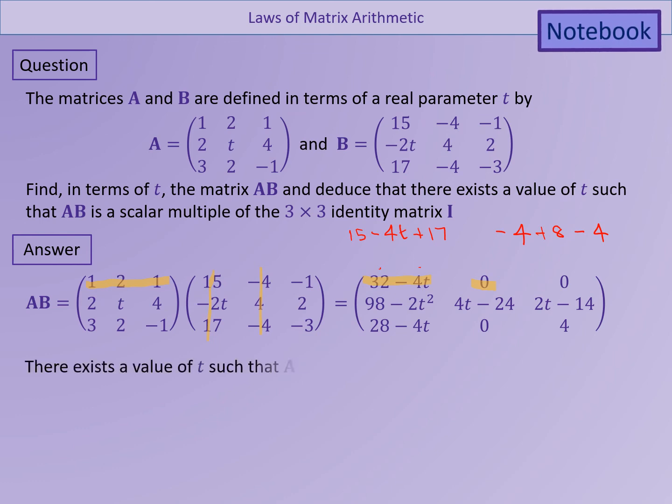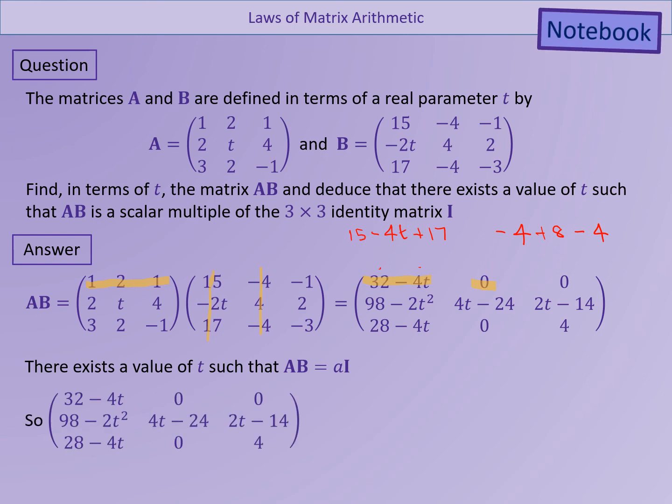Now, the next step is to try and solve this equation. So we have AB is equal to some scalar multiple of the identity matrix. So let's write that down. This is what we're looking to be able to solve. And it becomes a case of solving the equations by comparing the elements from the left-hand side and the right-hand side.